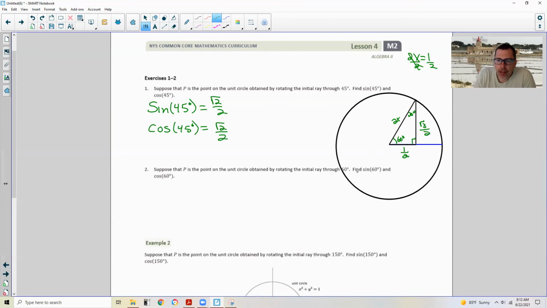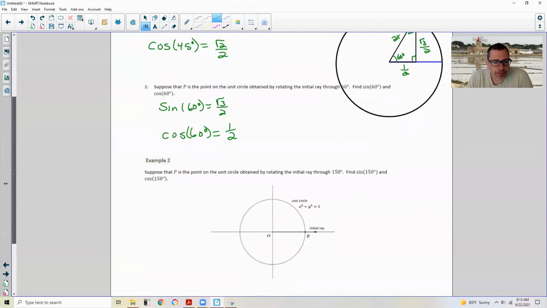Okay. So sine is opposite over hypotenuse, and my hypotenuse is 1. So it's root 3 over 2 over 1. So therefore, sine of 60 degrees equals the square root of 3 over 2. The cosine of 60 degrees equals adjacent over hypotenuse, or 1/2 over 1, which is simply 1/2. All right, so that's how you do that one.